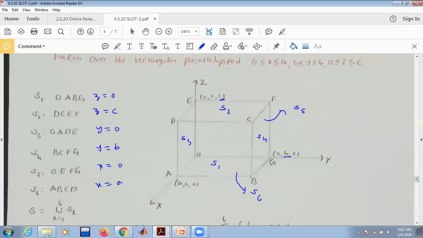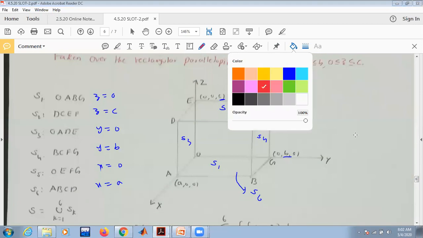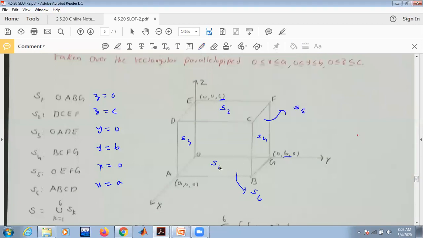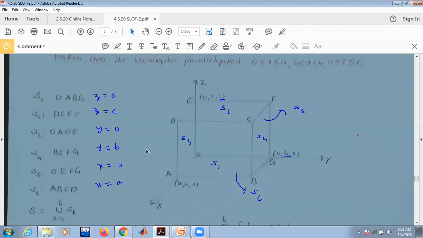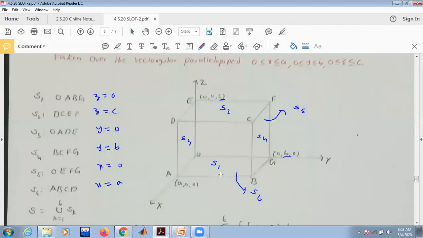And can you tell the outward normal vector to this? Because we need outward normal vectors in computations. What is the outward normal vector to S1? It is minus k bar, because the outward normal vector should go away from the surface. So this is minus k bar. What is the outward normal vector to S2? K bar. That is the thing you need to remember. You need to make a note.